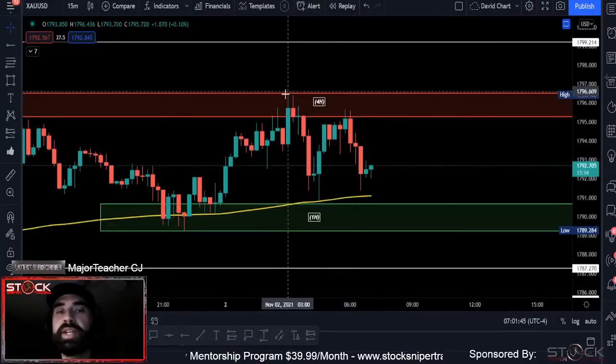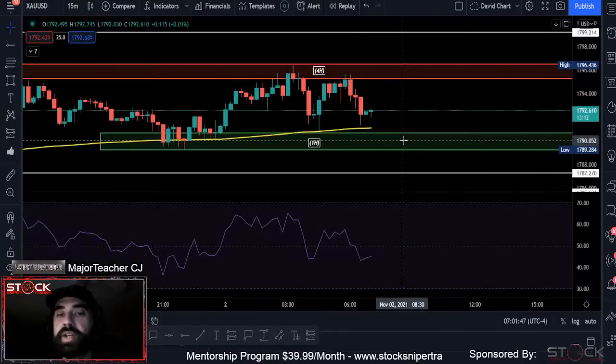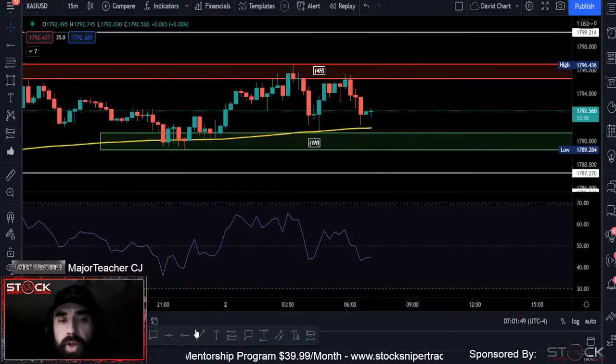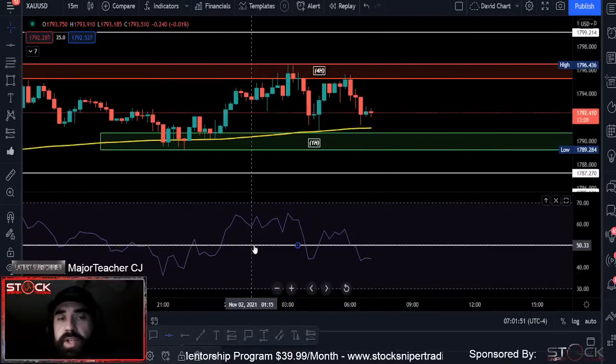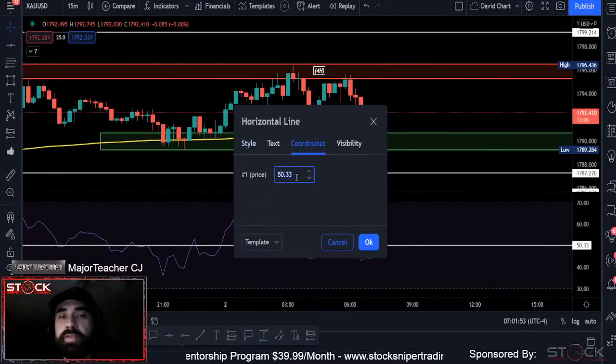It is a double top, guys. You have one peak here, two peaks there. We didn't put RSI yet on here, so this is on the 15 minute, right? Make sure to put it on the 50.